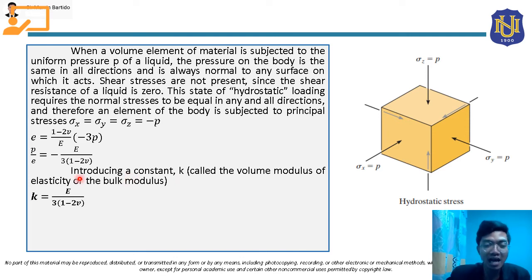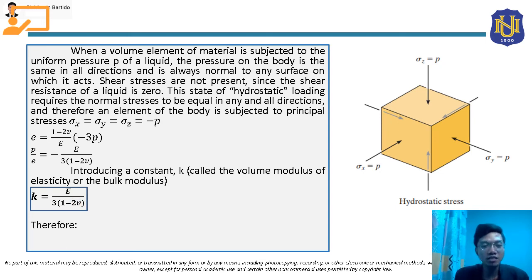So we can get that constant K from here. This is E over 3 times 1 minus 2v. So this is the formula for volume modulus of elasticity, or bulk modulus. Again, K is equal to E over 3 times 1 minus 2v, where E here is the modulus of elasticity, and v here is the Poisson's ratio, right?